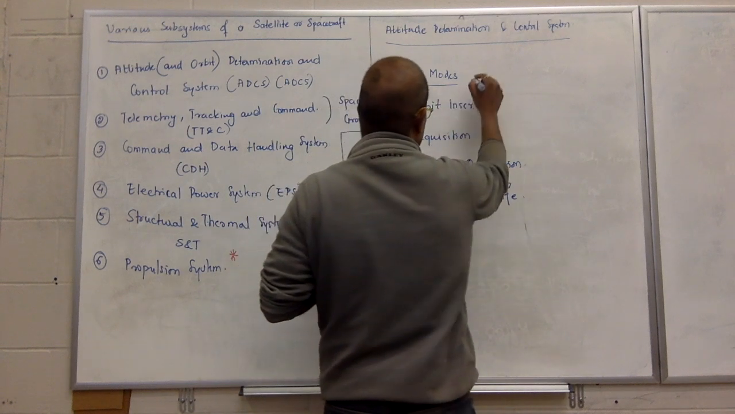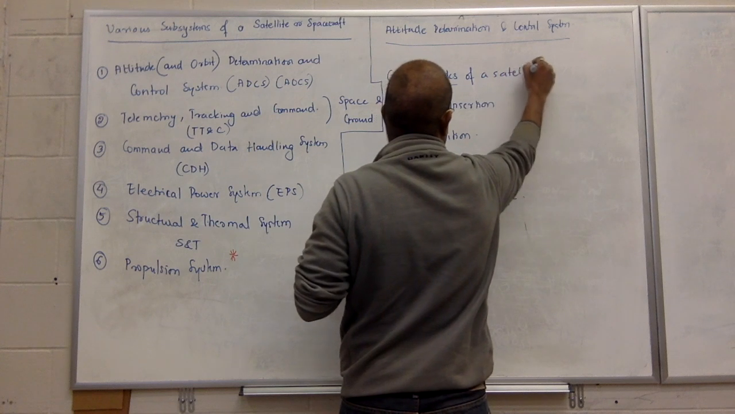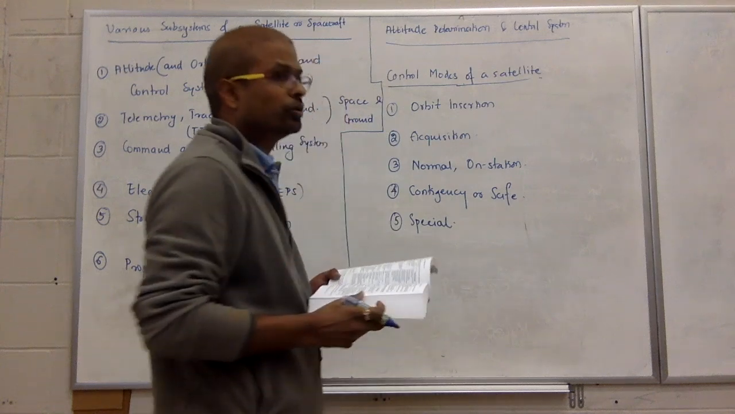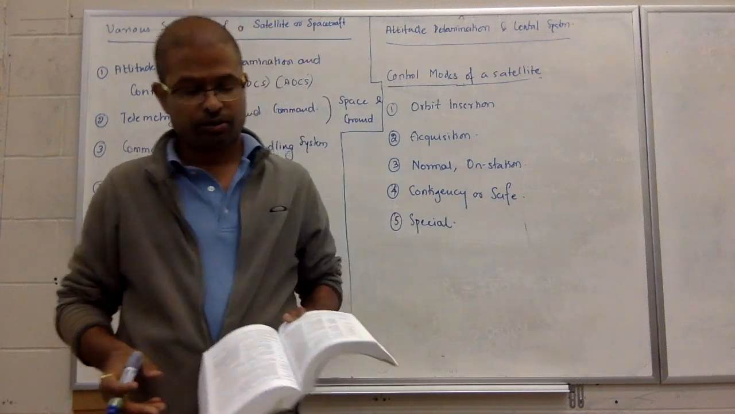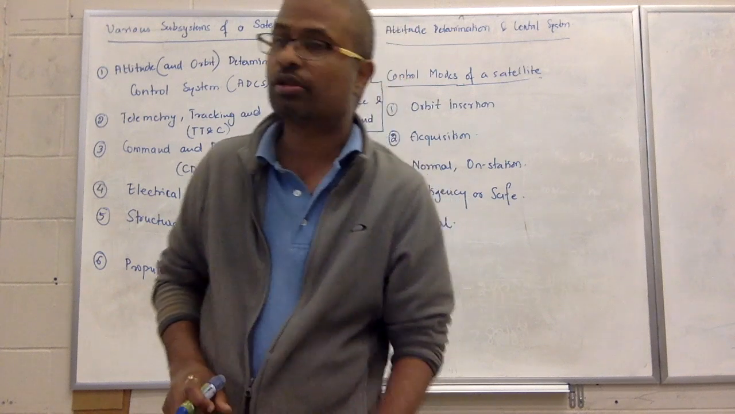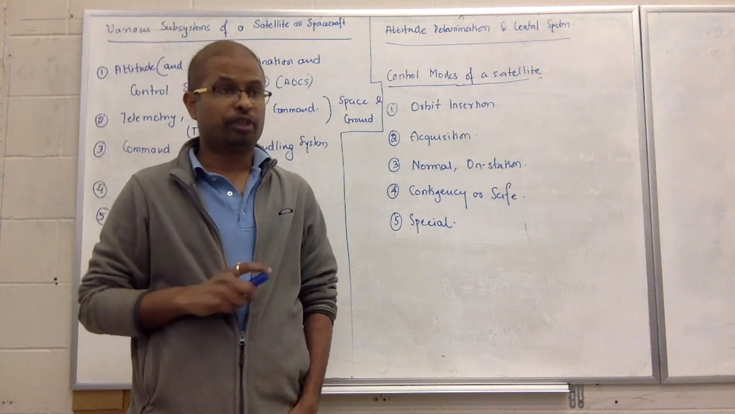These are the control modes of a satellite. And when you talk about attitude determination and control, you have to understand what the general control modes are which a satellite will go through when it is in space, when it is orbiting. Okay.